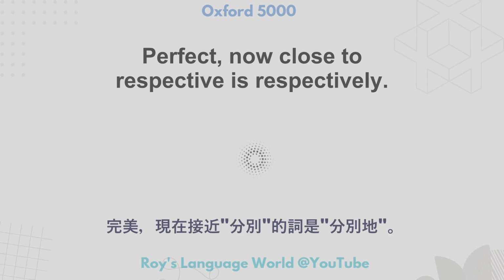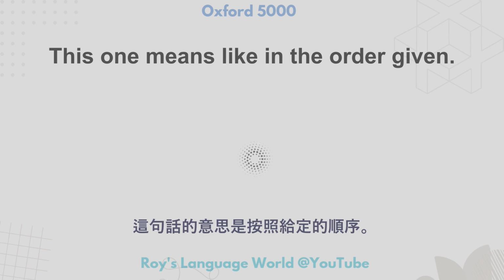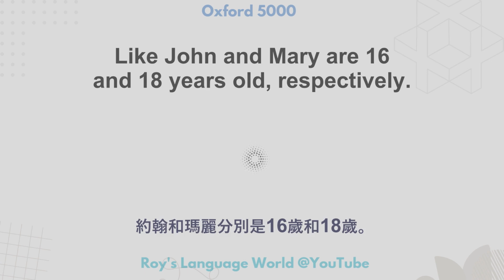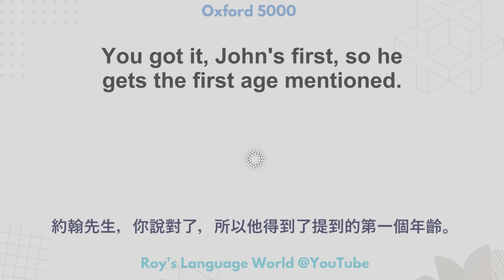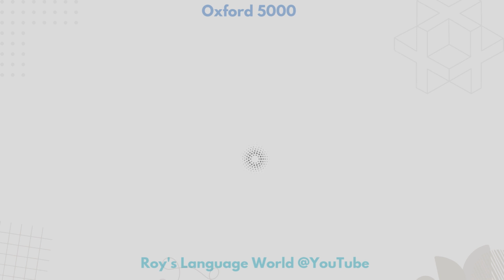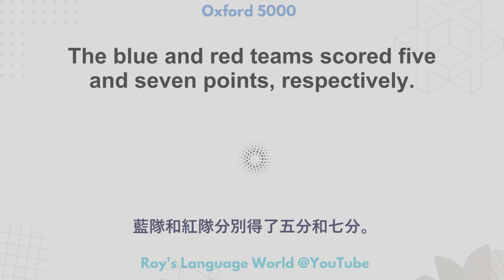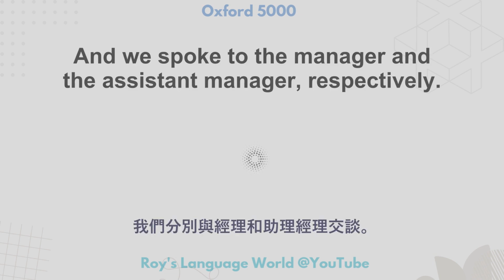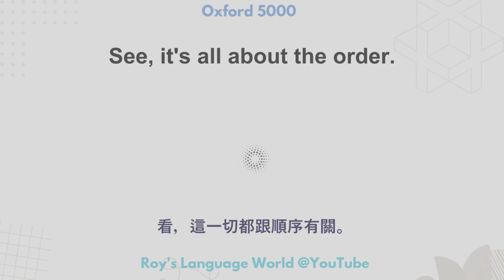Perfect. Now, close to respective is respectively. This one means in the order given. So that order matters. Like John and Mary are 16 and 18 years old, respectively. You got it. John's first, so he gets the first age mentioned. Makes sense. The blue and red teams scored 5 and 7 points, respectively. Blue, then red, 5, then 7. And we spoke to the manager and the assistant manager, respectively. See, it's all about the order.